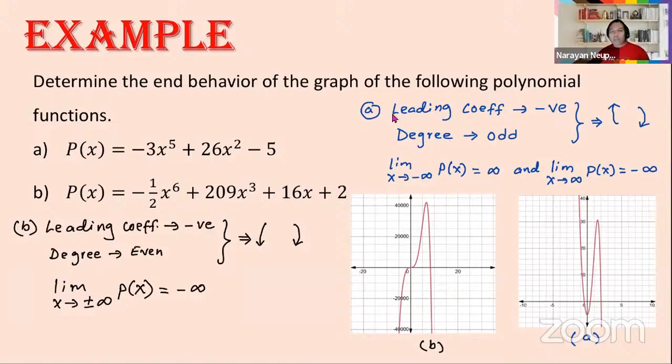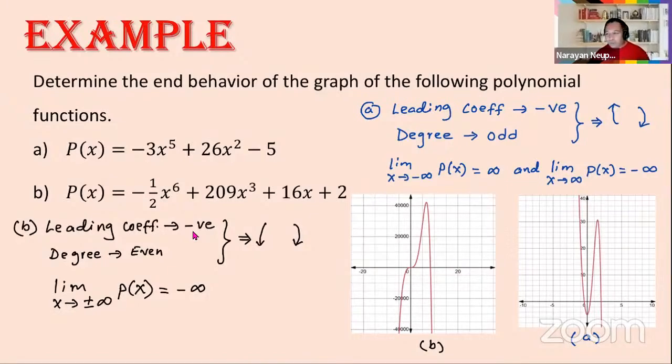In case of odd degree, the ends of the graph will go in opposite directions. If it is positive, left end will go down and right end will go up. If it is negative, left end goes up and right end goes down. Similarly, if the degree is even, both ends of the graph will go in the same direction. If the leading coefficient is positive, both ends will go up. But if the leading coefficient is negative, both ends will go down. Okay, that is our first example where we try to describe the end behavior of the graph of a polynomial function.